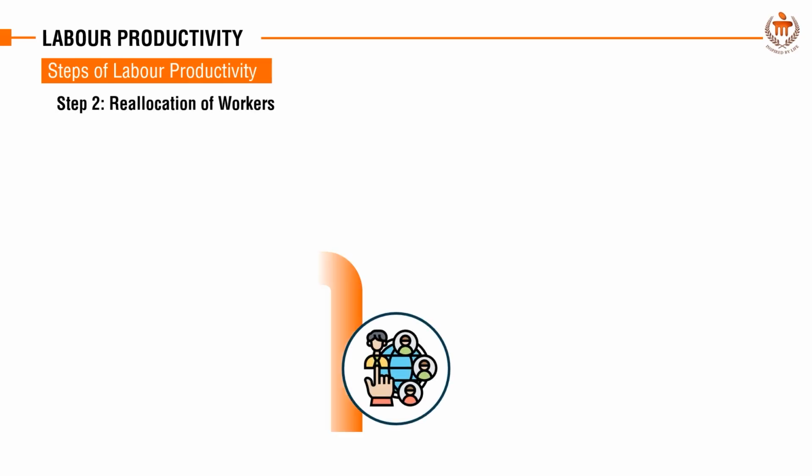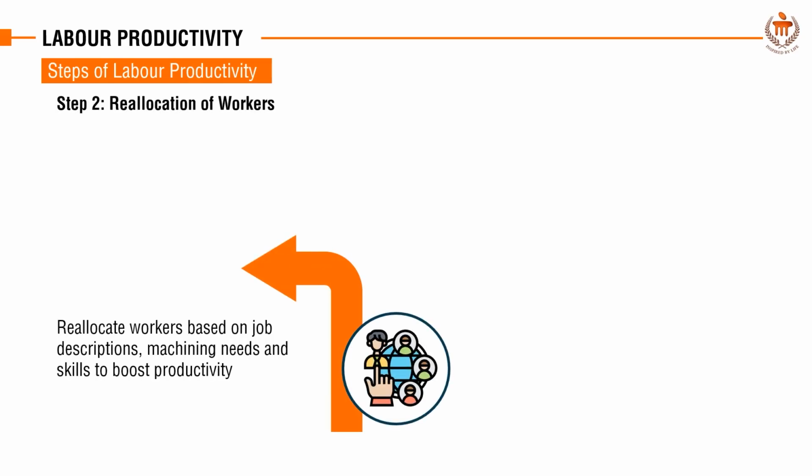Next, we move on to step 2, reallocation of workers. Reallocation of workers is a crucial step that occurs at the start of operations to ensure optimal productivity. This process is based on a careful assessment of job descriptions, the specific requirements of machining centers, and the skills of the workers. For example, in a manufacturing facility that produces electronic components, a worker skilled in soldering is assigned to a station that primarily requires assembly.